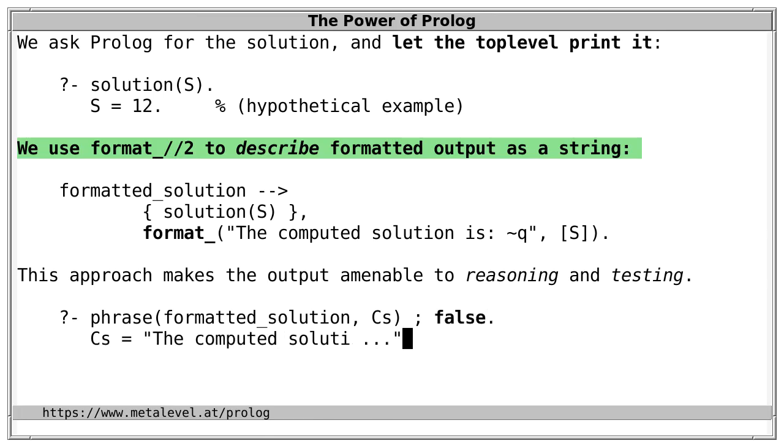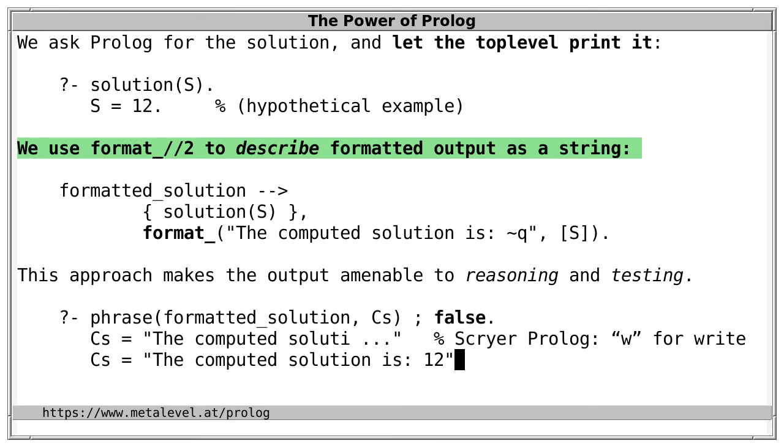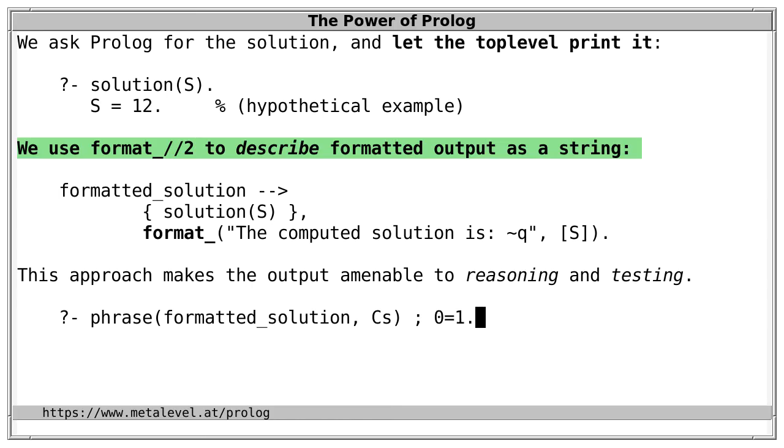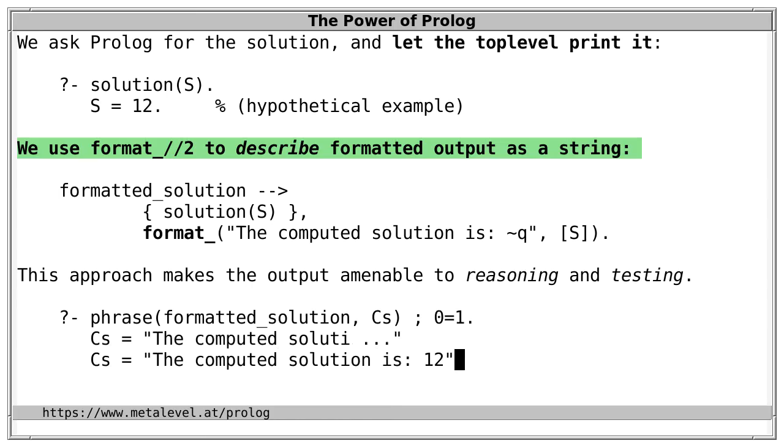And when we post a query, we can now interact with the top level. And for example, in Scryer Prolog, we can press W to write the entire string, okay? And on backtracking, we get false, that is, there are no other solutions. And we can make this a bit shorter, like this, for example. And again, we press W here as before.